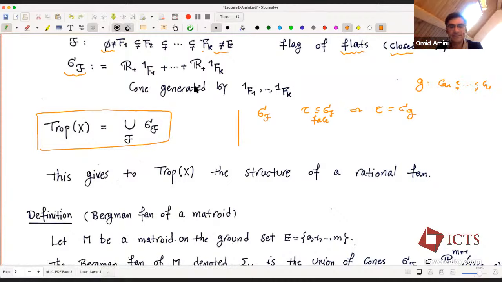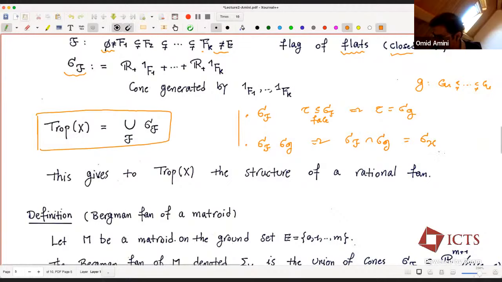And it verifies also the following second property, that if you take two of these cones, then the intersection of these cones is also of the form sigma H for some H, which is a chain of flats. Okay, so it means that this collection of cones is closed also under taking intersection, and this intersection is actually a common face of both the cone sigma F and sigma G. Okay, so a collection of cones which verify these two properties is called a fan.